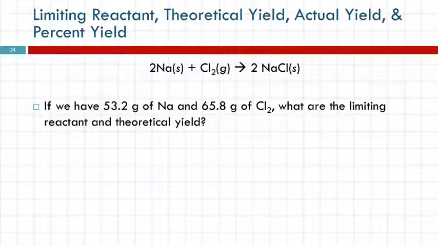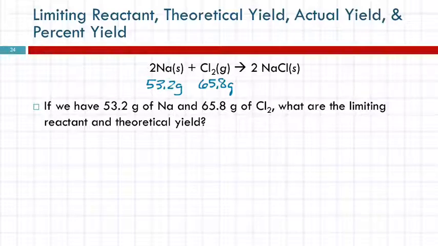So what we'll do is we'll read the question, and then we'll make a note under the chemical equation of the amounts. So it tells me I have 53.2 grams of sodium. So I'll write that under sodium. 65.8 grams of chlorine.